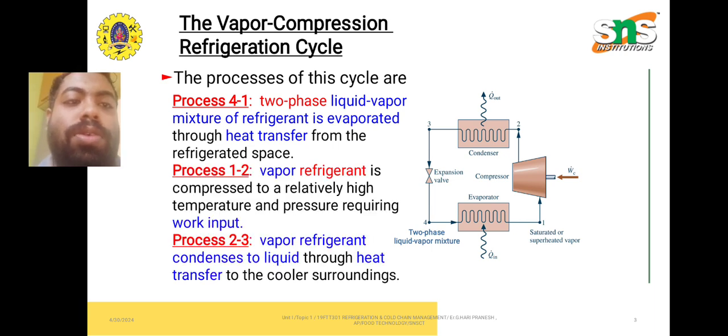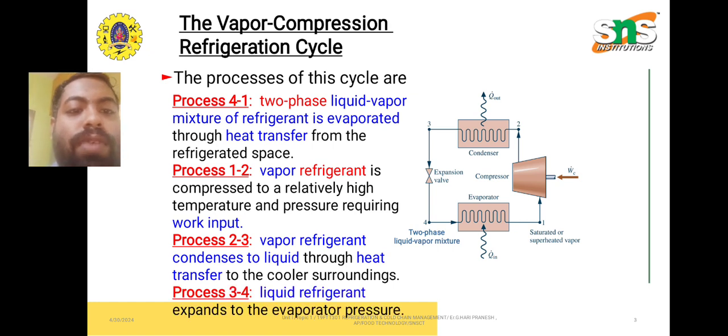These are the processes. The process starts from 4 to 1, where it is a two-phase liquid-vapor mixture of the refrigerant. It is evaporated through heat transfer from the refrigerated space. In process 1 to 2, the vapor refrigerant is compressed to a relatively high temperature and pressure, requiring work input. In process 2 to 3, the vapor refrigerant condenses to liquid through heat transfer to the cooler surroundings. And finally, in process 3 to 4, the liquid refrigerant expands to the evaporator pressure.